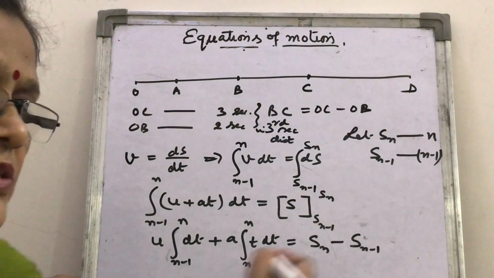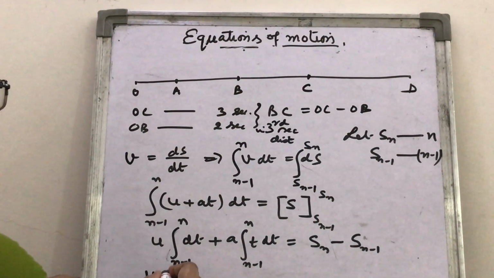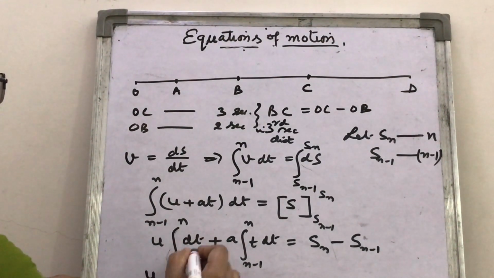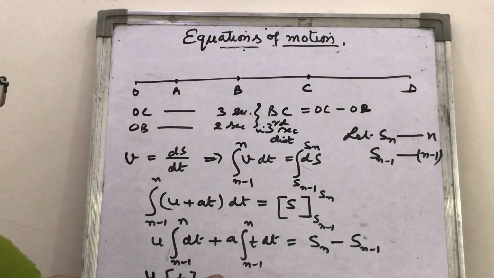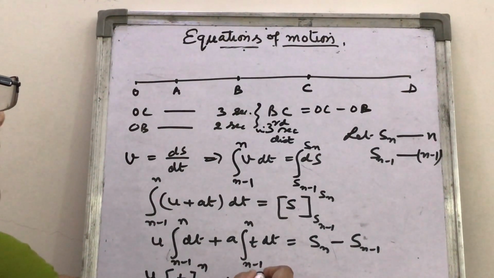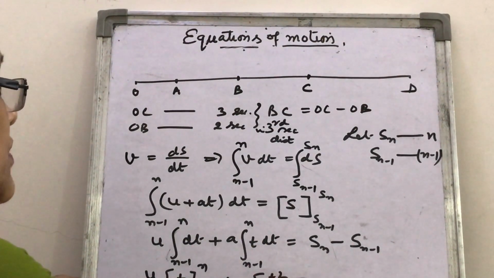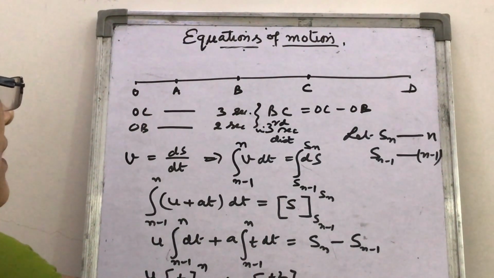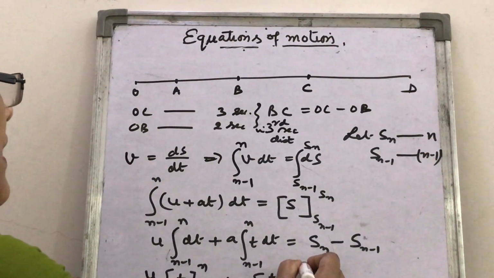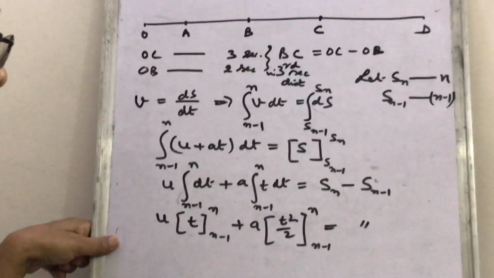This is the distance covered in the nth second. How will you write here? This is u, integral of 1 dt, that is t, with limits n minus 1 to n, plus a, integral of t dt. We have seen earlier, the integration of t dt is t square by 2, with limits n minus 1 and n. This will be the distance covered in the nth second.